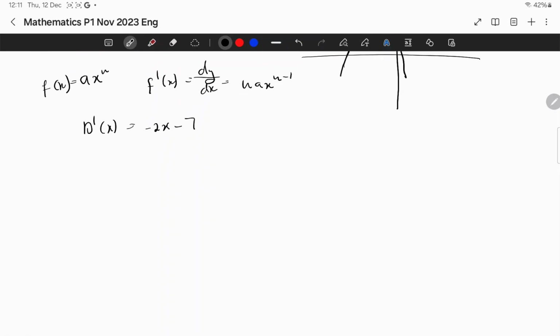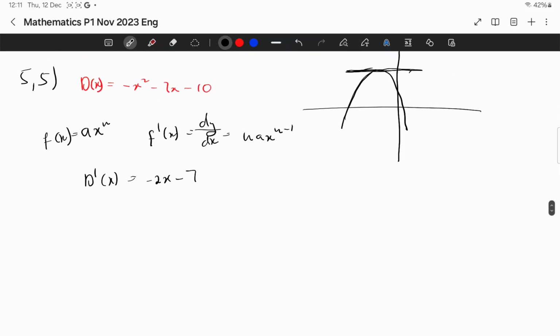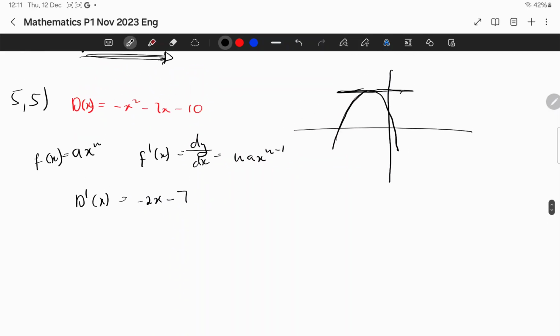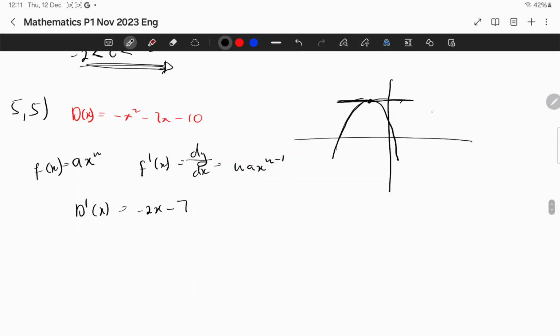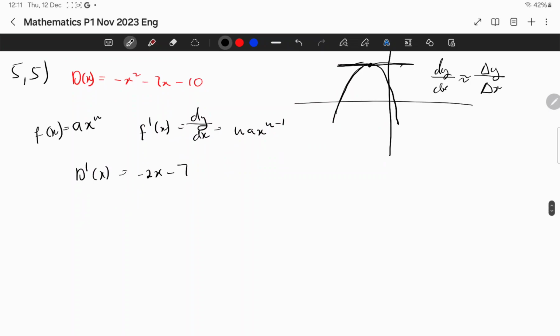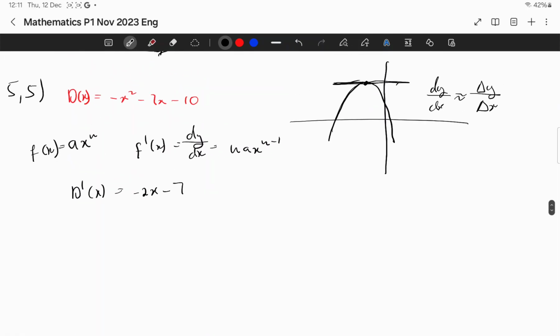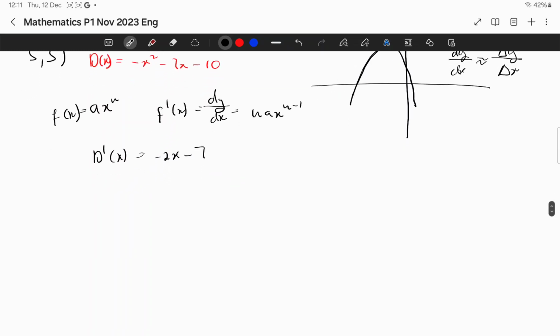Now we have a function that describes the gradient of our distance function, right? Now the turning point occurs where the gradient of the distance function is 0. Here dy dx loosely approximates the change in y over the change in x, right? Well, I say approximates because differentiation will soon take on a different form as you continue with your studies. But for now, that's what differentiation means. It means getting to the gradient of the function.